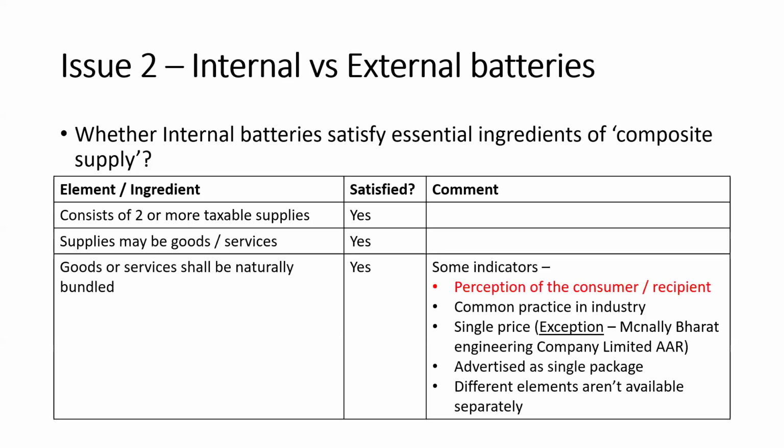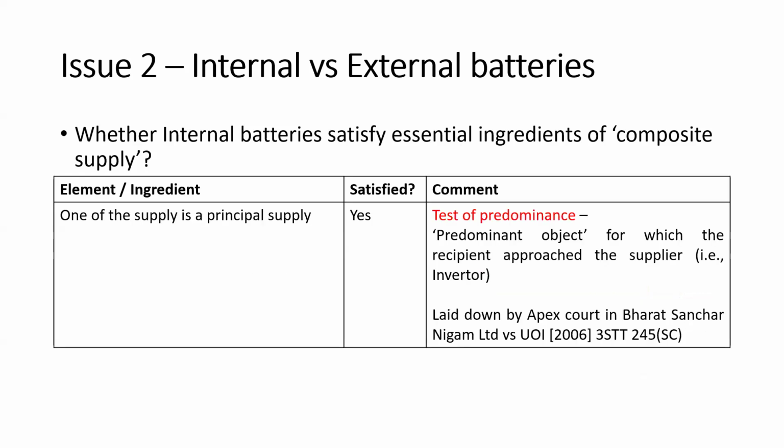So, since from the recipient's point of view, he is basically coming in for the inverter, it will be a composite supply, and the principal supply will be the inverter. So to identify the principal supply, it will be the test of predominance. The predominance test is basically that the inverter is what the buyer is coming for.